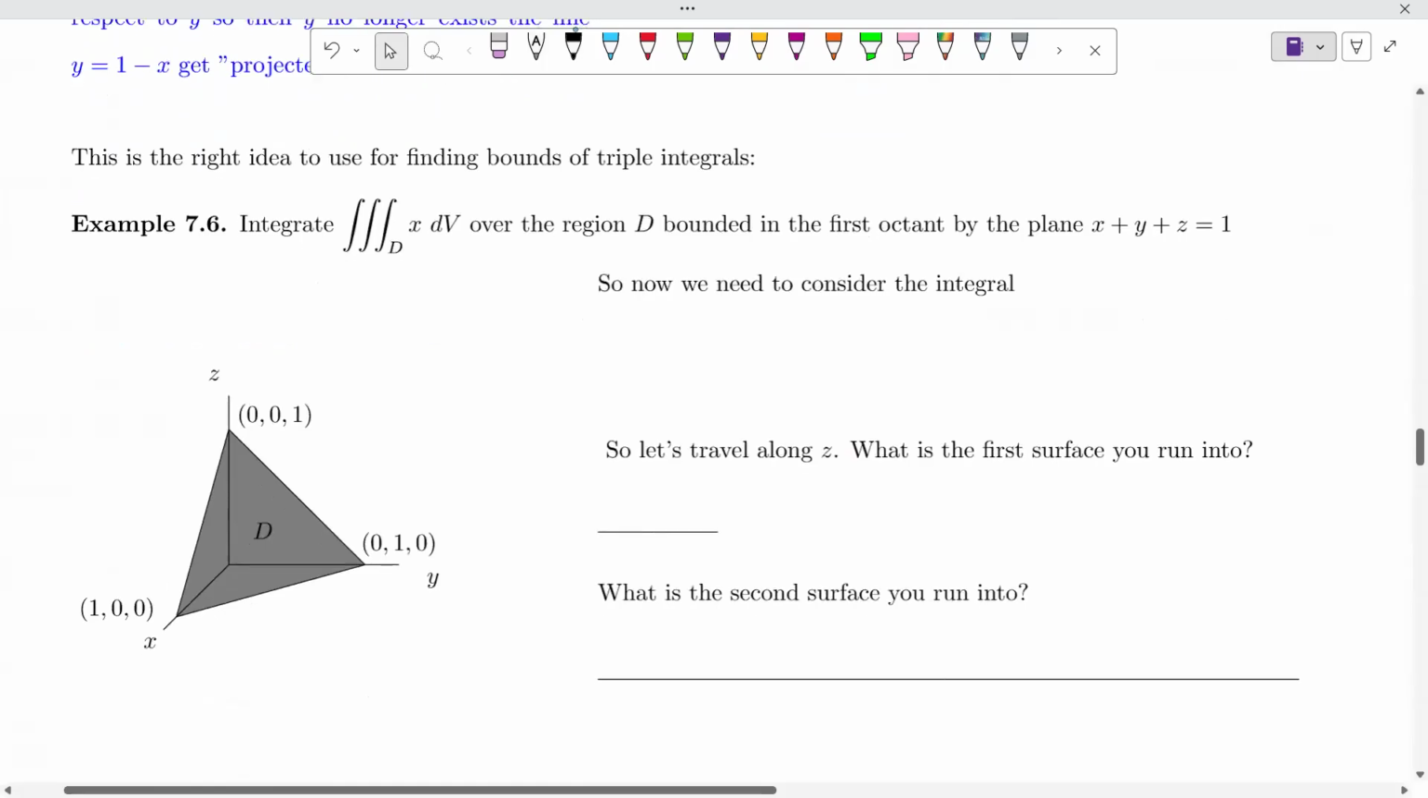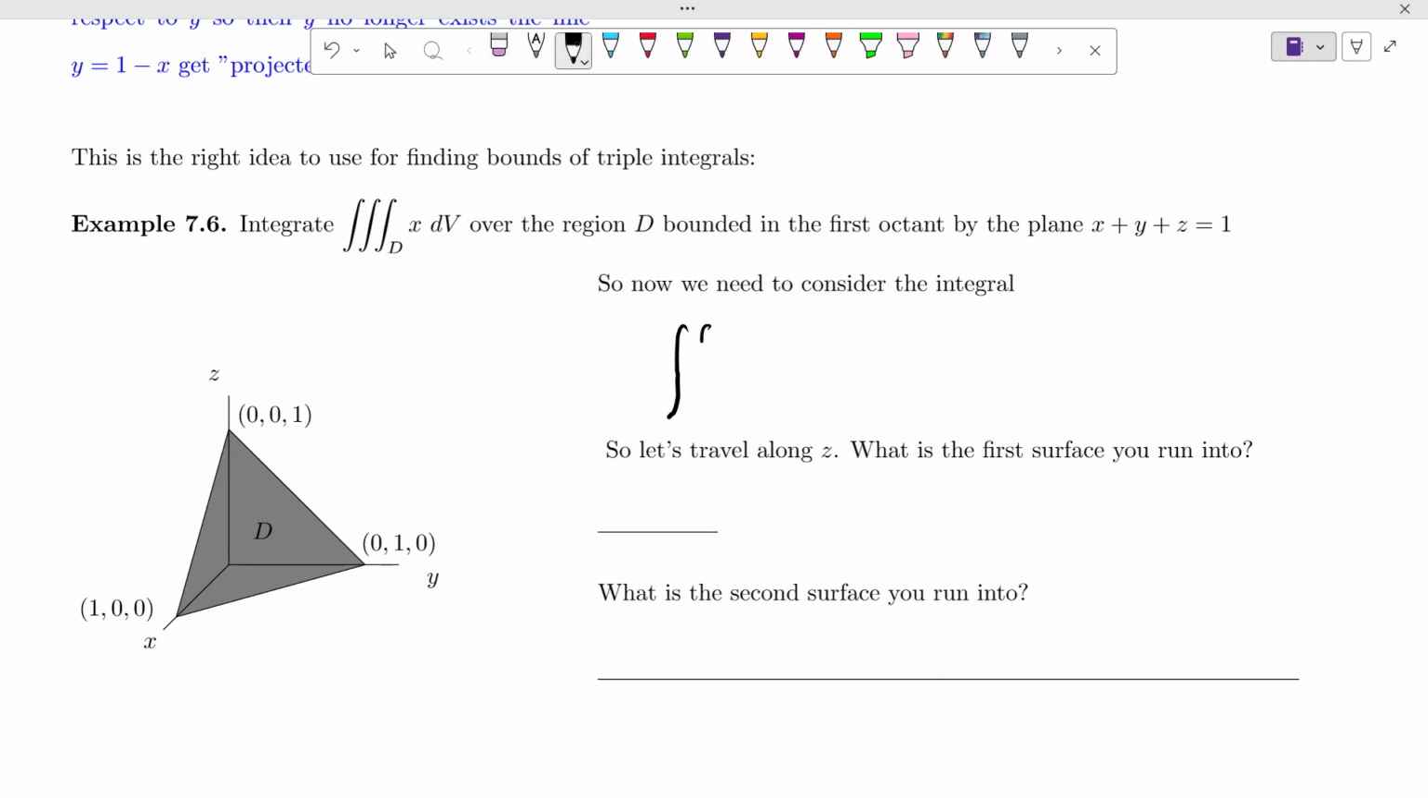We are going to integrate over the region in the first octant, being the octant where all three variables are positive. So x, y, and z are all greater than or equal to 0. And we've got the plane x plus y plus z equals 1, which looks an awful lot like the line y equals 1 minus x. So that's also the line x plus y equals 1, just adding in a z variable to it. So we want to consider a new integral.